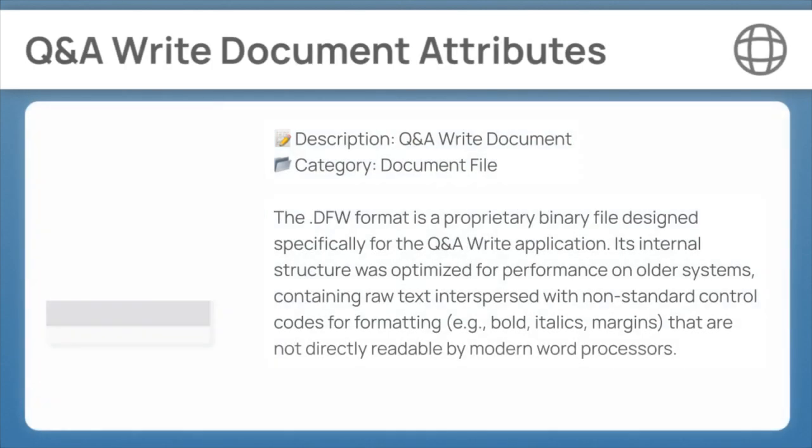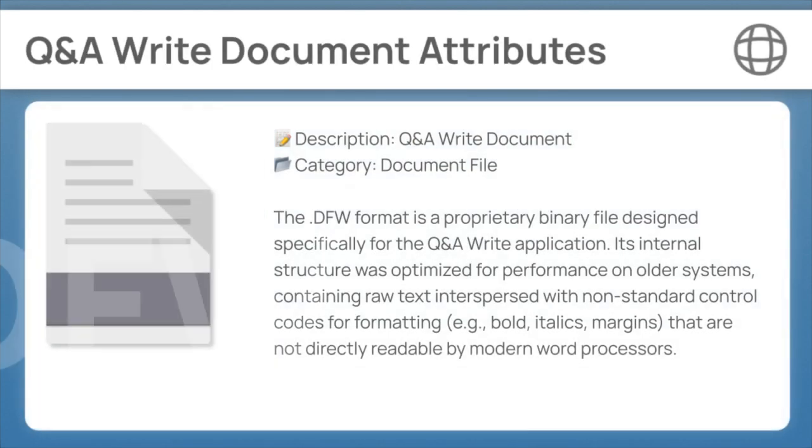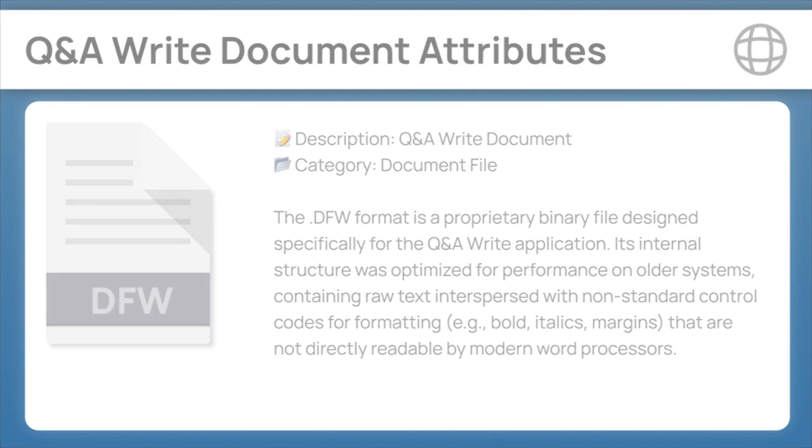The DFW format is a proprietary binary file designed specifically for the Q&A Write application. Its internal structure was optimized for performance on older systems, containing raw text interspersed with non-standard control codes for formatting, e.g. bold, italics, margins, that are not directly readable by modern word processors.